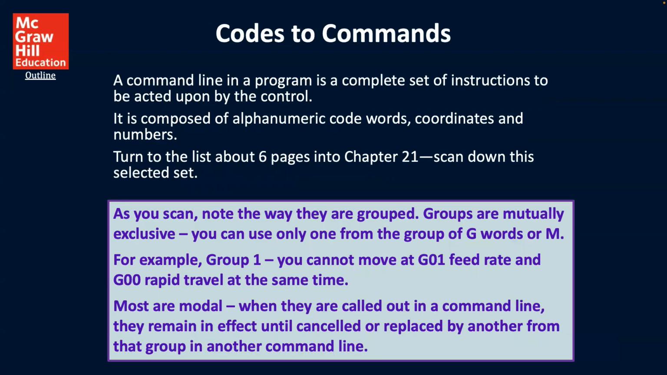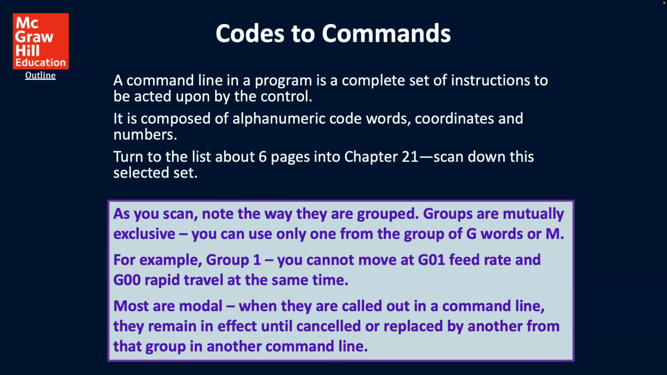So, codes to commands. A command line in a program is a complete set of instructions to be acted upon by the control. It is composed of the alphanumeric code word, coordinates, and numbers. Turn to the list about 6 pages into chapter 21 and scan down to the selected set. You'll have an example in the textbook of a variety of commonly used commands. As you scan, note the way they are grouped.